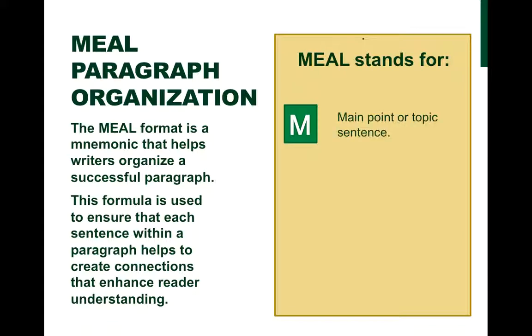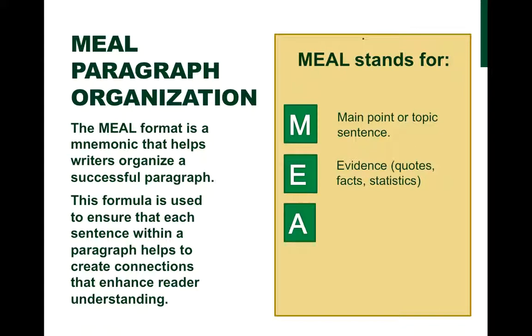The M in meal stands for the main point or topic sentence. Sometimes there can be more than one. E stands for the evidence that you pull in often from other sources. A is going to be your analysis of that evidence, which is mostly your interpretation. And L will be your link or transition to conclude the paragraph and signal what is coming next.